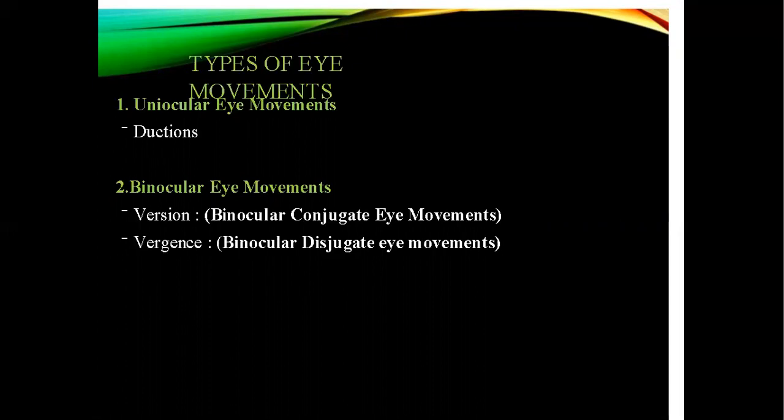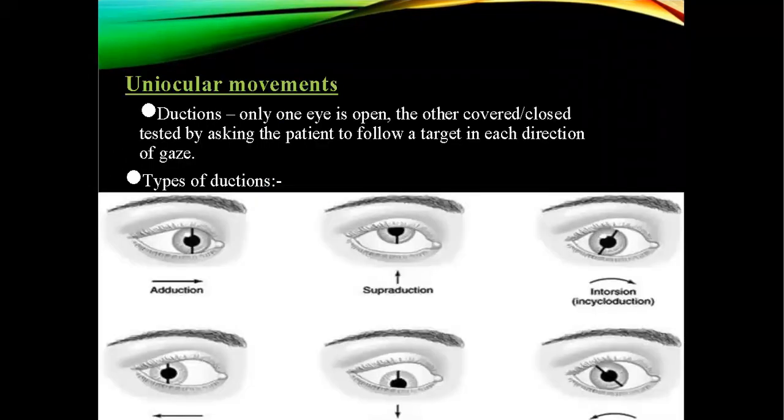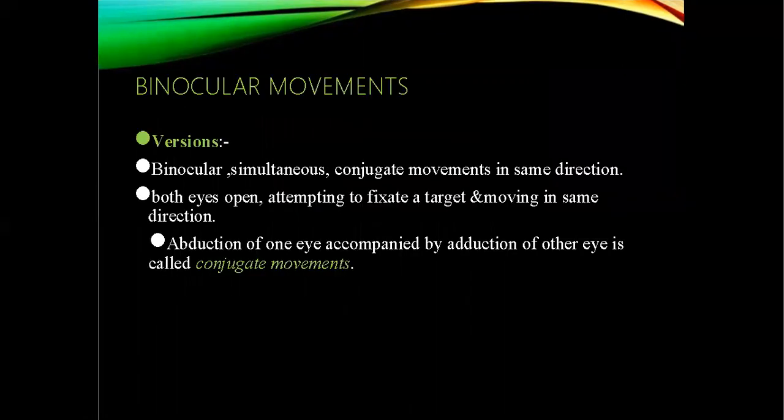Version means movement of both eyes in the same direction, that is conjugate movements, and vergence means movement of both eyes in opposing directions. So these are ductions. Let us not discuss ductions in detail. So let us discuss binocular movement. What is version? Version is binocular simultaneous conjugate movement in the same direction.